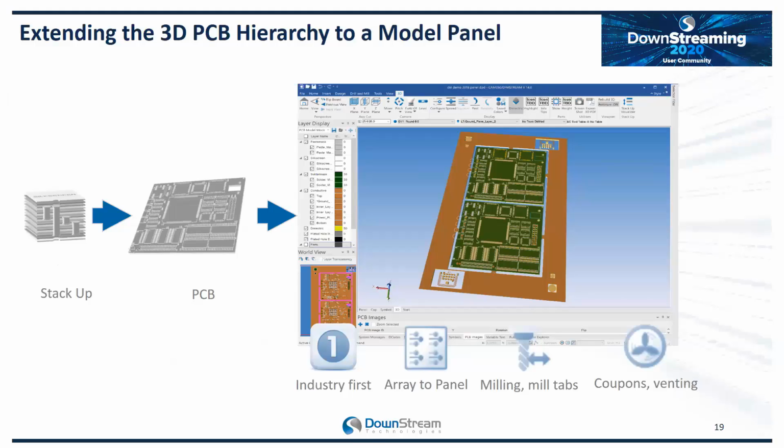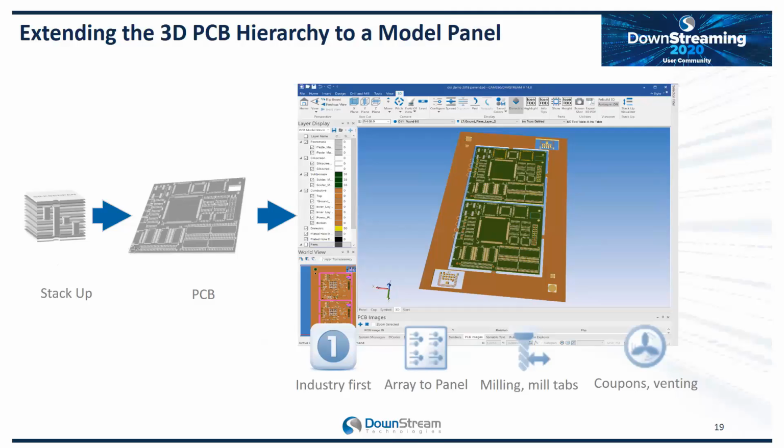So as we talked about stack-ups, we talked about PCBs, the next evolution in that hierarchy is to take that PCB and step and repeat it for panels. Again, not to look at the individual board itself, but to look at how the board is laid out on a panel, specifically to analyze where your mill routing is, where your breakaways are, where you may have components overhanging those breakaways. Where are your coupons? How do they integrate in?